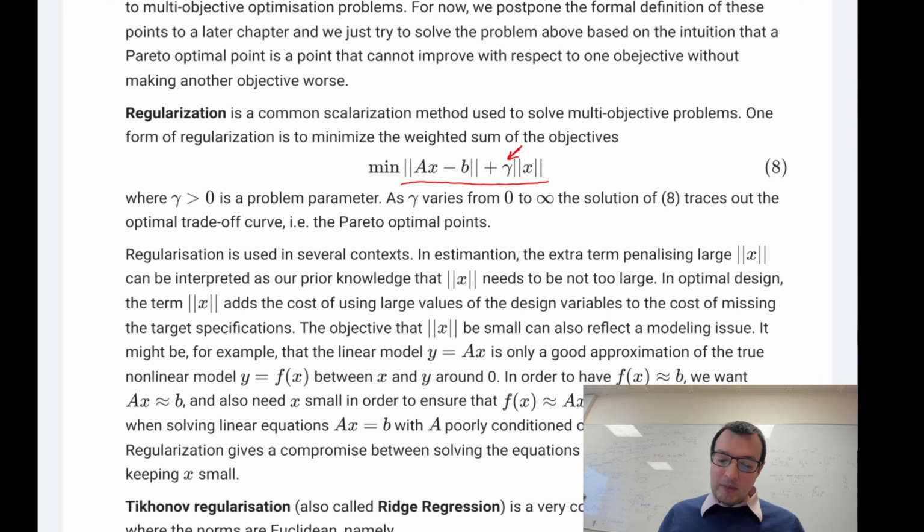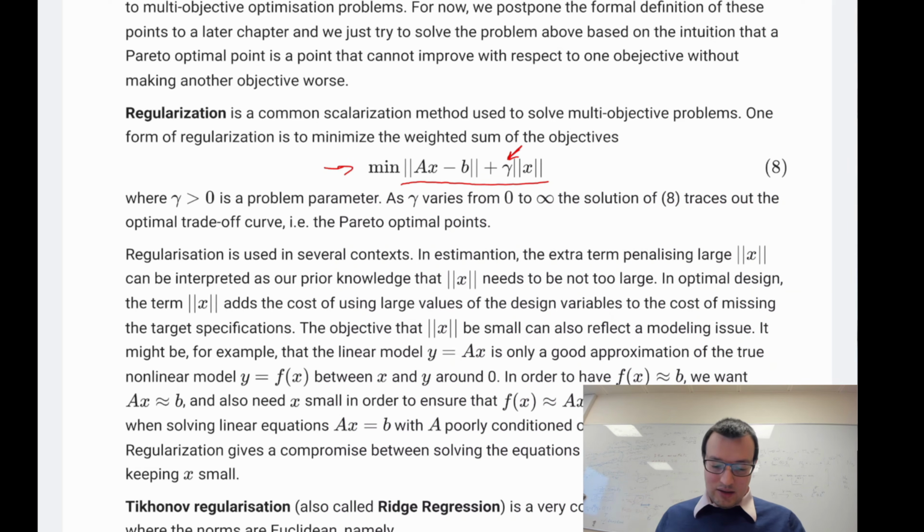By changing gamma, we're changing how much we care about one objective with respect to the second objective. This type of formulation, this type of optimization problem, is commonly called regularization.